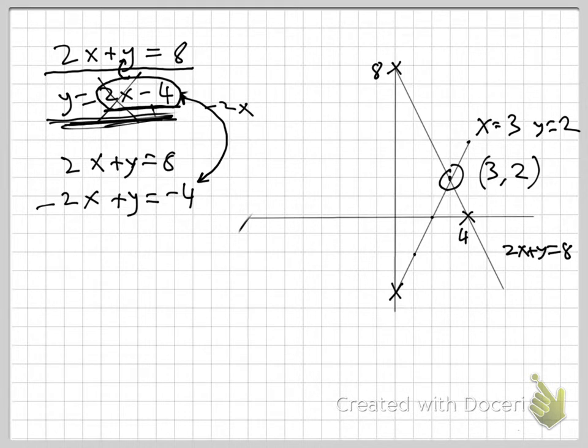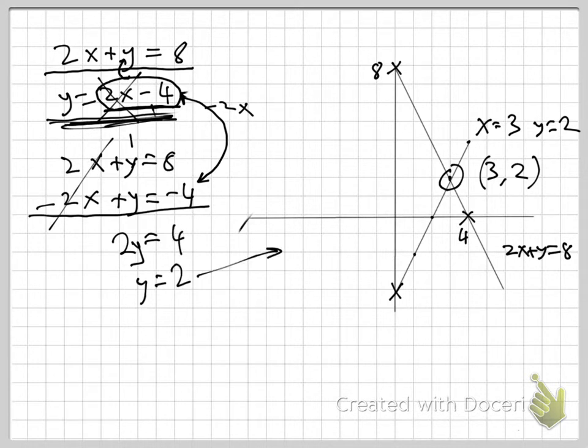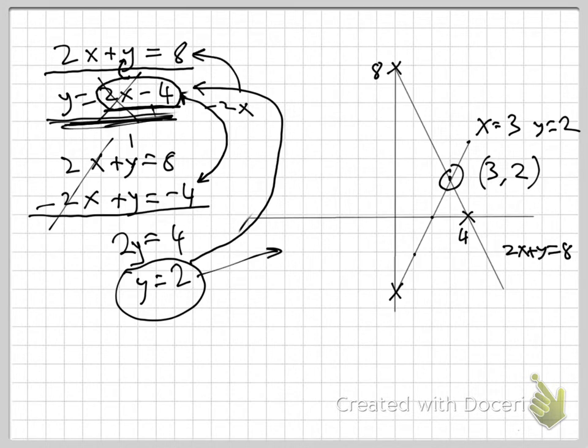Right, now, this is why it's the elimination method, because look, if I add these two together, 2x and negative 2x will cancel. 1y and 1y is 2y. 8 take away 4, or 8 add negative 4 is 4, so y equals 2. And again, if you look over there, that's what we've got for y. Now, I've got to plug that back in, and you can plug it back into wherever you want to. It doesn't matter where you plug it back into, okay? Just plug it back in, and you will get x equals 3.